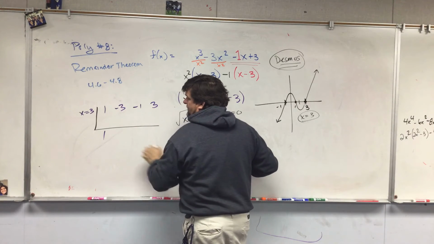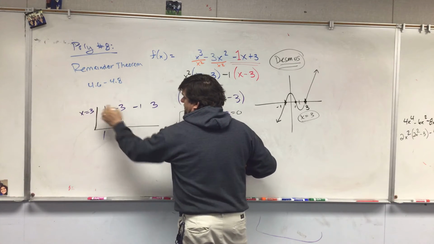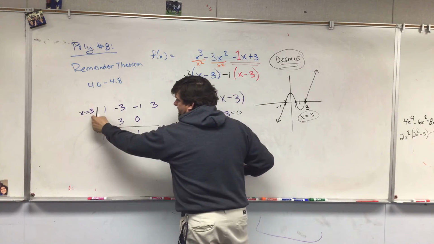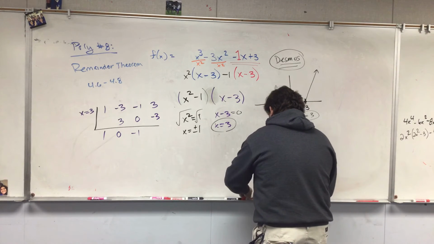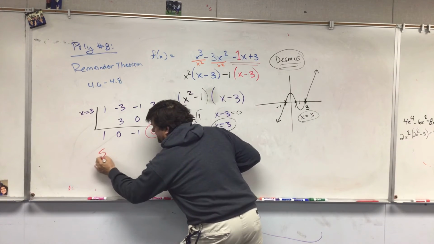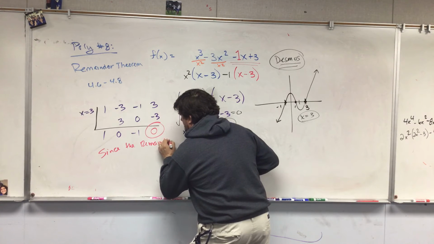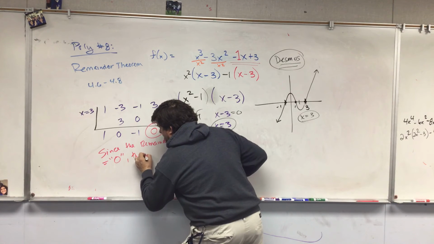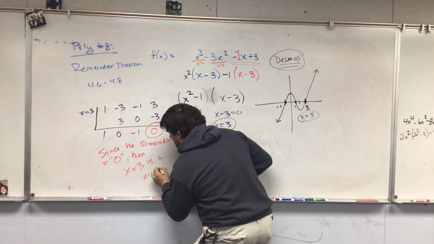1 times 3 is 3. Add the columns together, I get 0. 0 times 3 is 0. Add the column down, I get -1. -1 times 3 is -3. And here's the big one. It's 0. So, since the remainder equals 0, then x equals 3 is an x-intercept.